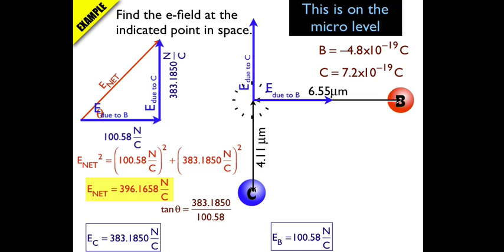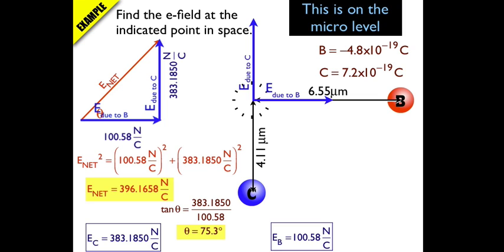And to find the angle, I've got the opposite and the adjacent to the angle. So to find the actual angle, I'll use the tangent function. Tangent theta is equal to 383 divided by 100. And when I do that, I get 75.3 degrees. So the net electric field at that point in space, due to the B and C charge, is 396 newtons per coulomb at an angle of 75.3 degrees.